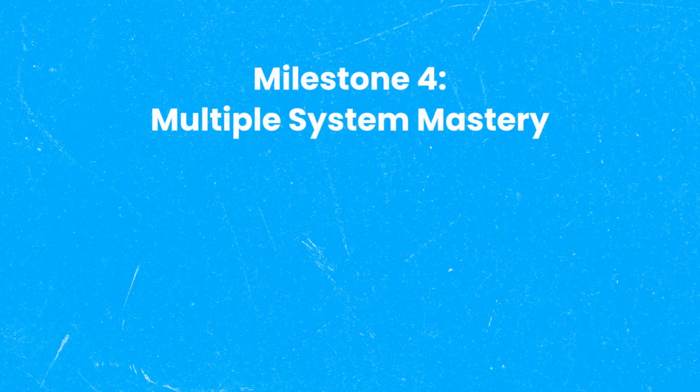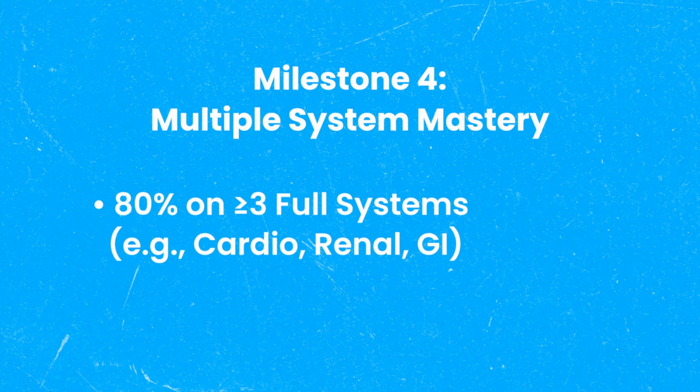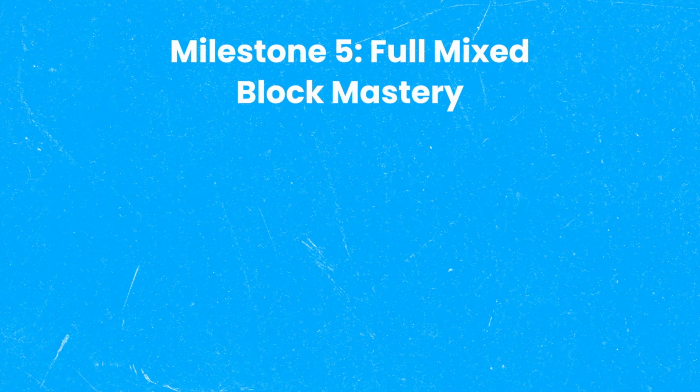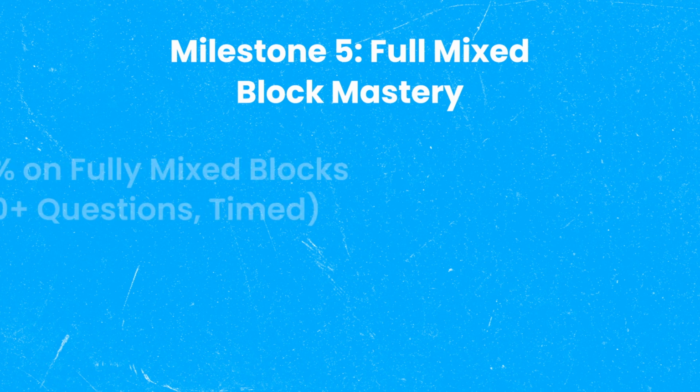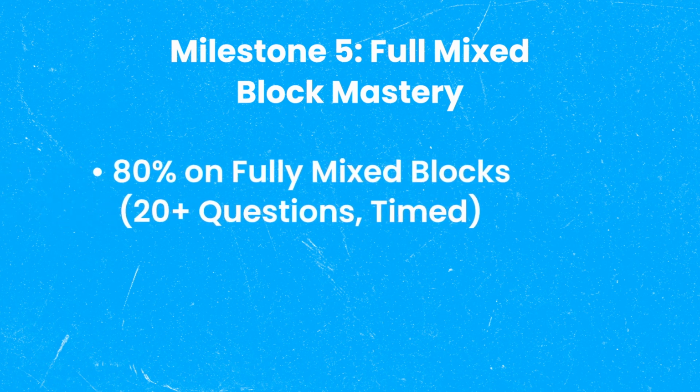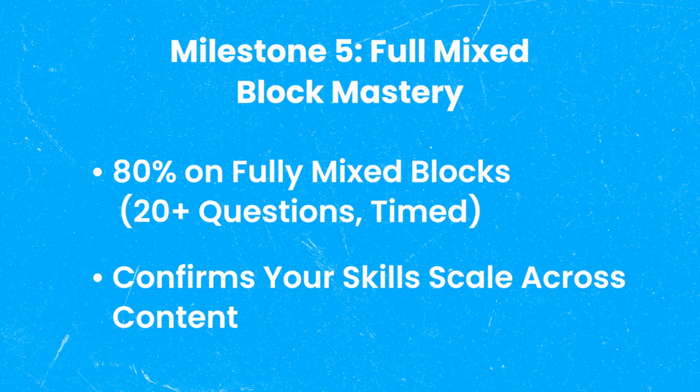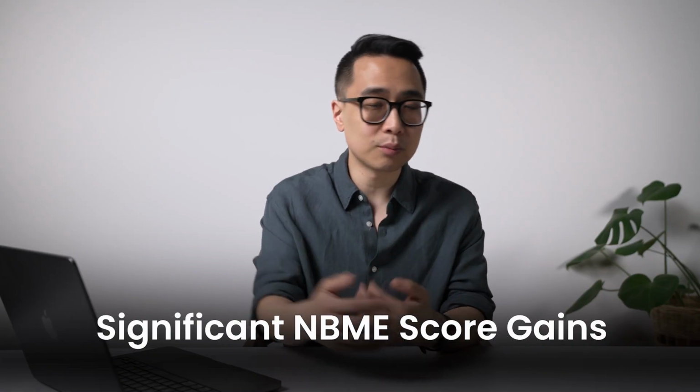Milestone 4 is doing multiple system mastery. This is where you're going to get 80% on 3 or more full systems. So if you've studied cardio, and then you've done renal, and then you've done GI, you want to get 80% on 20 timed questions from all of those systems mixed together. Milestone 5 is full mixed block mastery. You want to get 80% on fully mixed blocks. Now, this should be 20 or more questions timed, and this is going to confirm that your skills are actually scaling across content. At this point, if you've hit all the milestones, you should see significant improvements in your NBMEs.